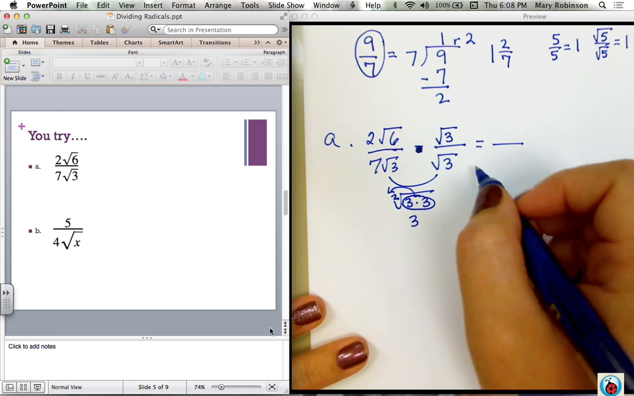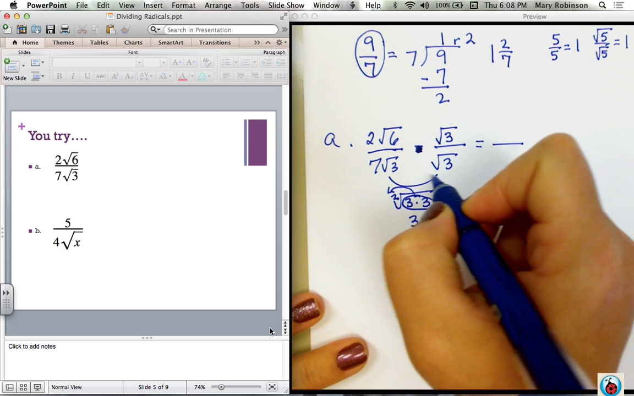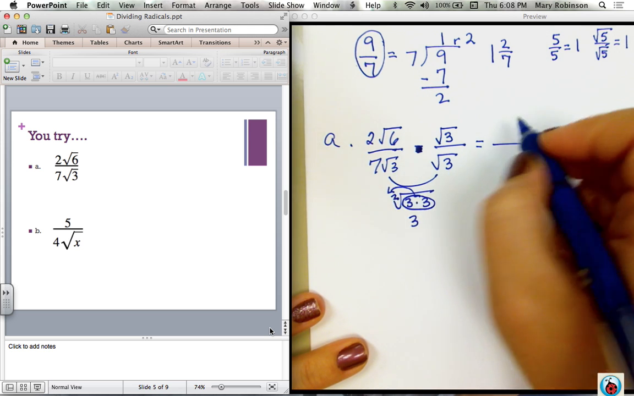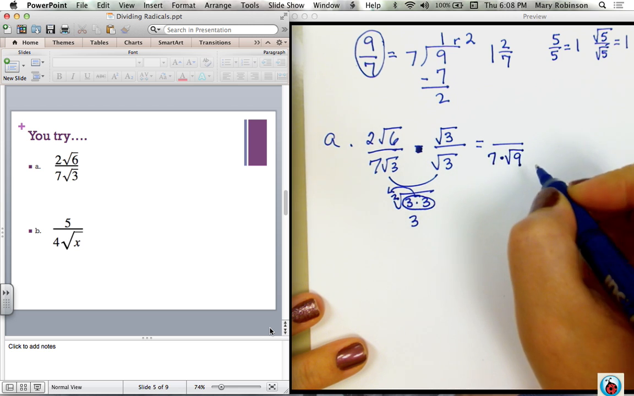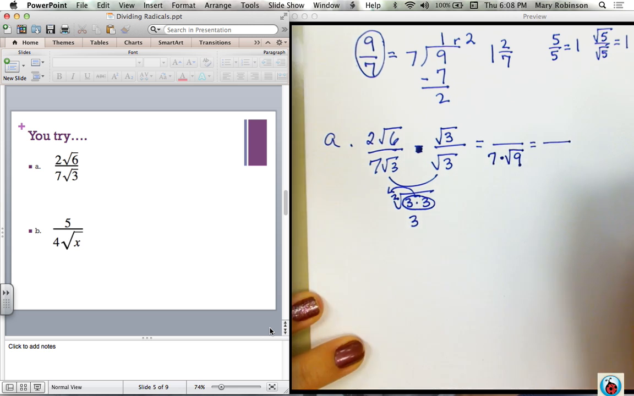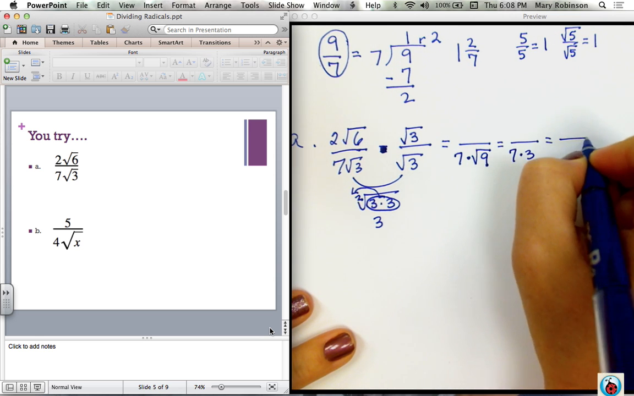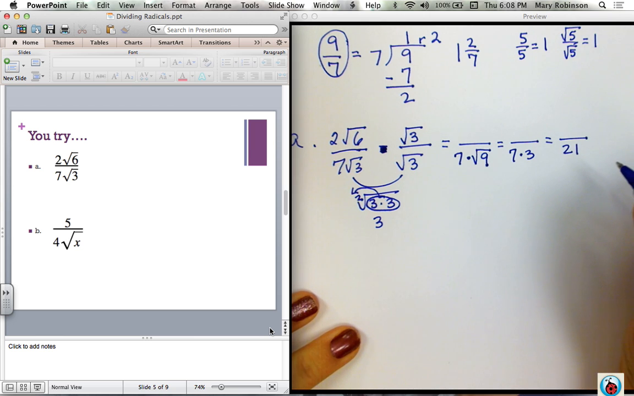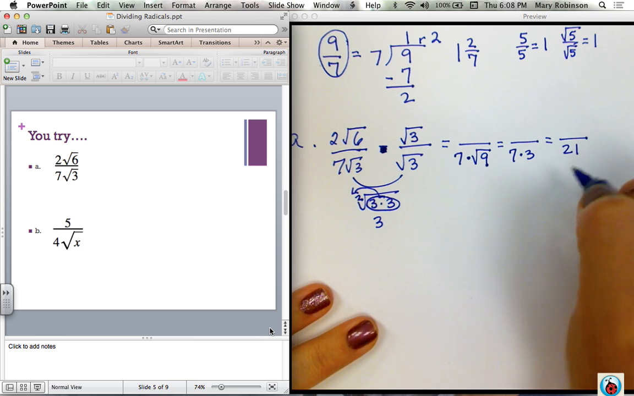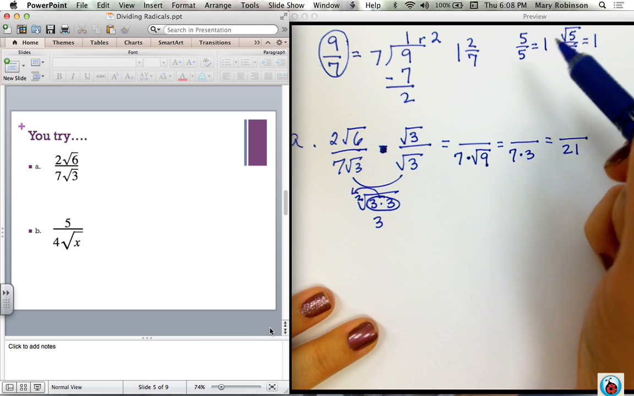So now we want to simply find the product of our numerators and our denominators. When I multiply my denominators here, I still have my 7, but now I have the square root of 9, with the square root of 9 being equal to 3. So 7 times 3 is 21. The more you understand this, you will be able to find some shorter steps to do this.